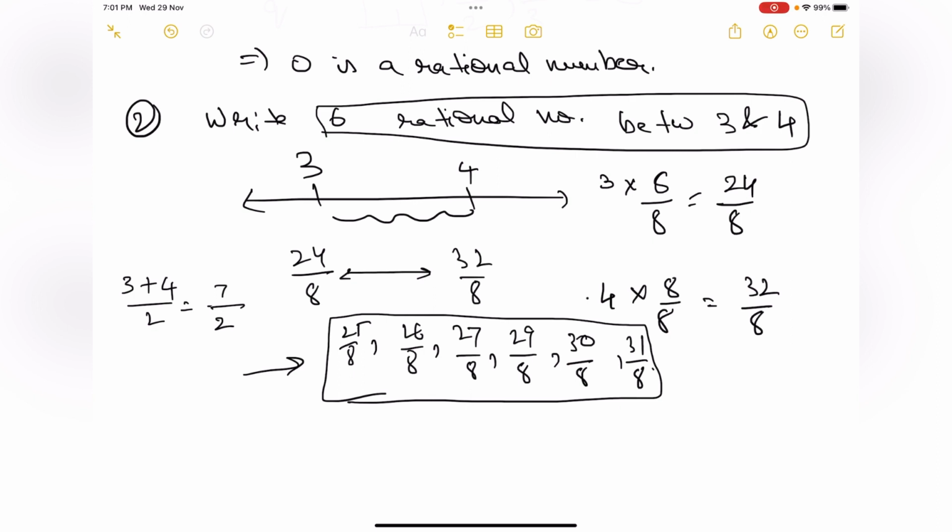Now we have one number, 7 by 2. Similarly, we can take the average of 7 by 2 and 3, which is 13 by 4, right? This is one more number. Similarly, again, you can take the average of this and this. So this is a longer process, but you can also follow this, continuously taking averages of any two numbers, right?